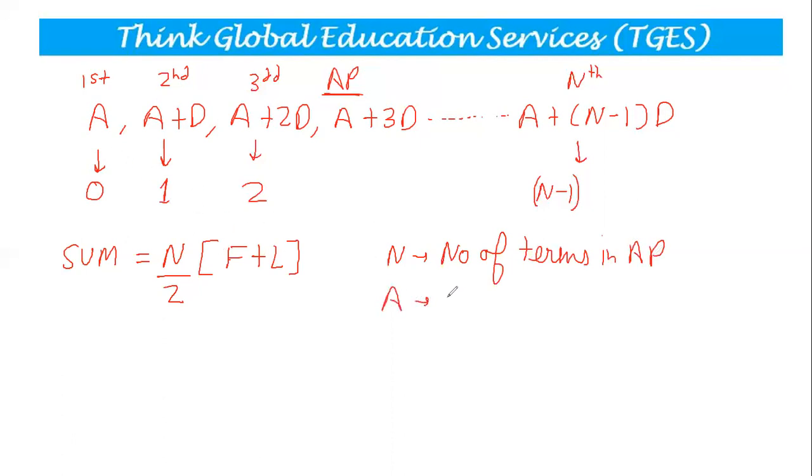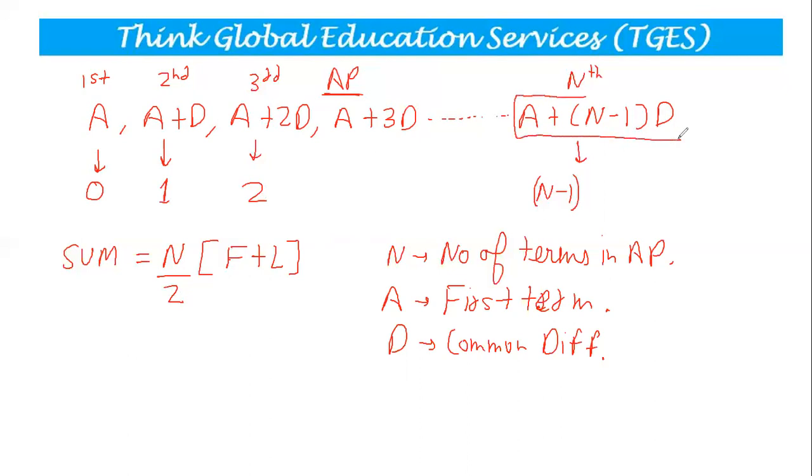Here A actually represents the first term and D represents the common difference, the common difference between two successive terms. These are the variables that you should be aware of, and the sum of an arithmetic progression, as I told you, is given to me by n by 2 times the first term plus the last term. Now guys, the more important formula that we need to work with here is A plus n minus 1 times D. Now this is another formula which is very important.